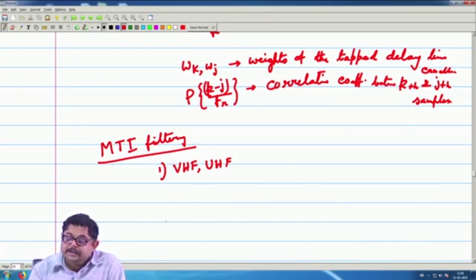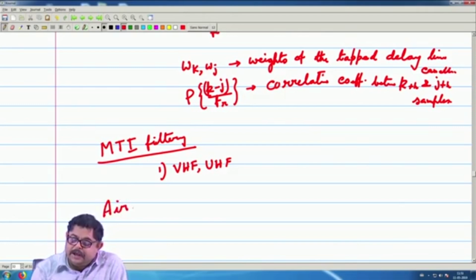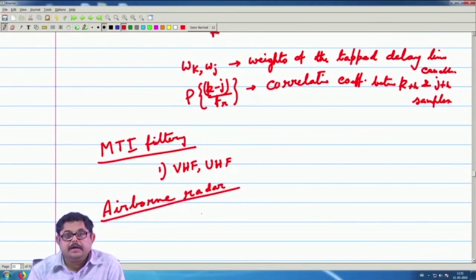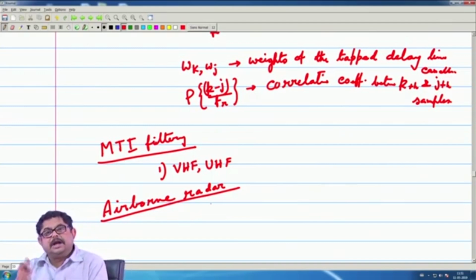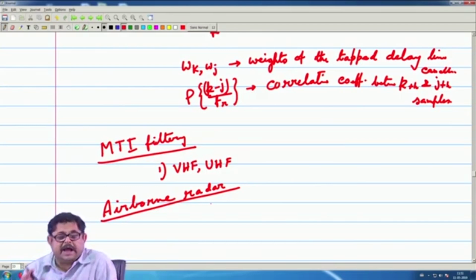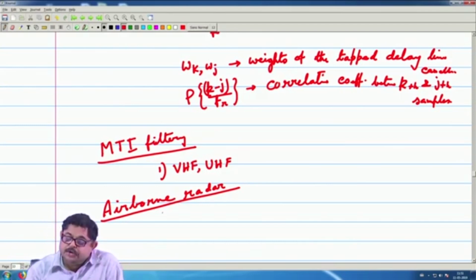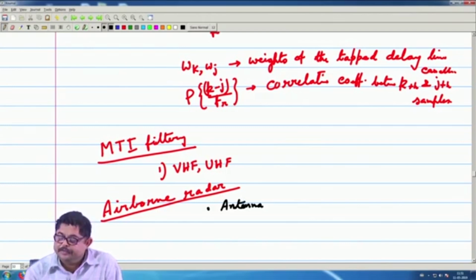Now, in that case, let us see the negative points of MTI filters. Suppose the airborne radar: the purpose of this airborne radar is to detect high speed missiles and similar things coming, and you want to detect them as early as possible. Airborne radar means its antenna size is small, because it cannot take a large antenna.